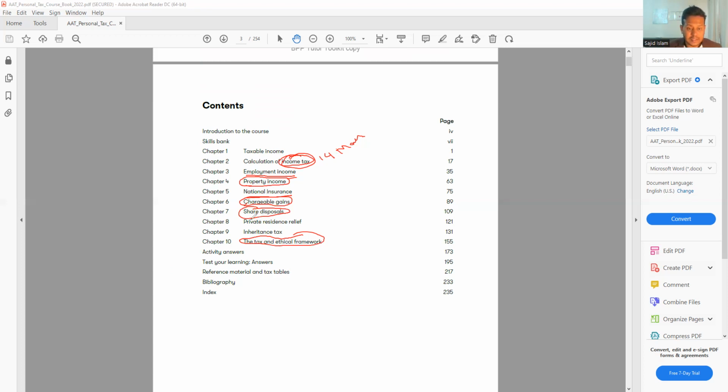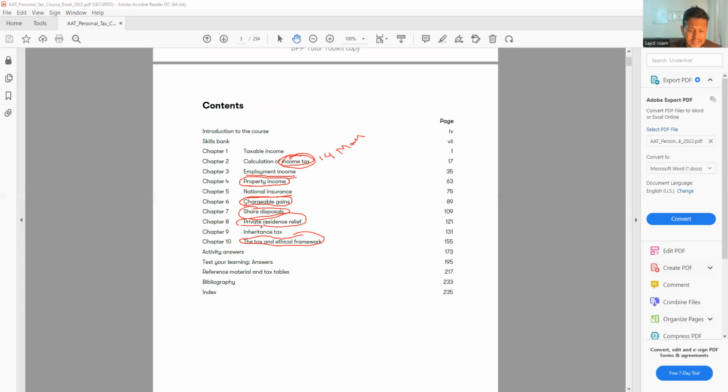Then we have PRR, that is private residence relief. This happens when you live in your house, it is your main residence, and you sell this house, or rent this house. The profit or gain you make, you have to pay some tax on. And there is some relief, for example, based on how many years you lived in that place, how many years it was vacant, and how many years it was rented. Based on that, there's some calculation before you actually pay the tax. You're going to see this in this chapter.